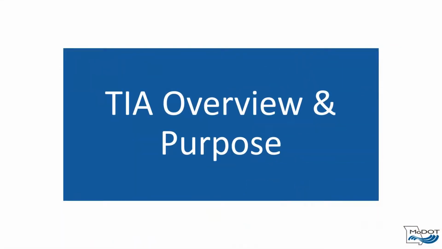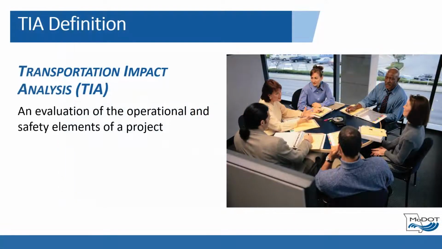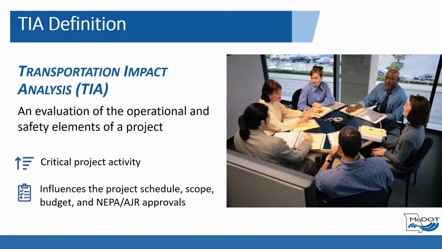Let's start at the beginning. What is a Transportation Impact Analysis, or TIA? A TIA is an evaluation of the operational and safety elements of a project. A TIA is one of the critical activities for a project and can influence the project's schedule, scope, and budget, as well as federal approvals for the National Environmental Policy Act, NEPA, including Access Justification Reports, or AJRs.